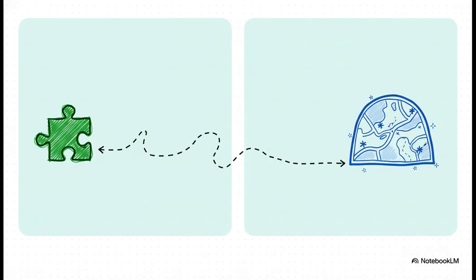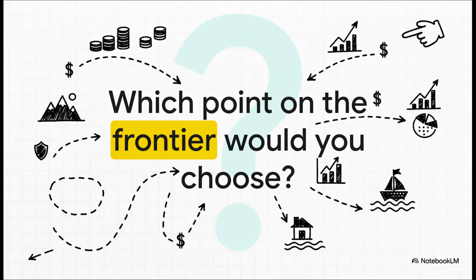So we've gone from a total puzzle to a clear picture. We started with this messy, confusing puzzle of conflicting goals. I want more return. No, wait, I want less risk. And we ended with an elegant framework, AX equals B, that creates a visual map of every single optimal solution. So now that you can map the entire universe of optimal portfolios, which point on that frontier would you choose?